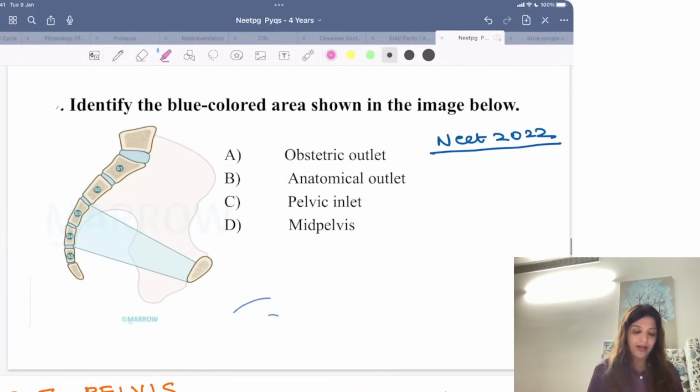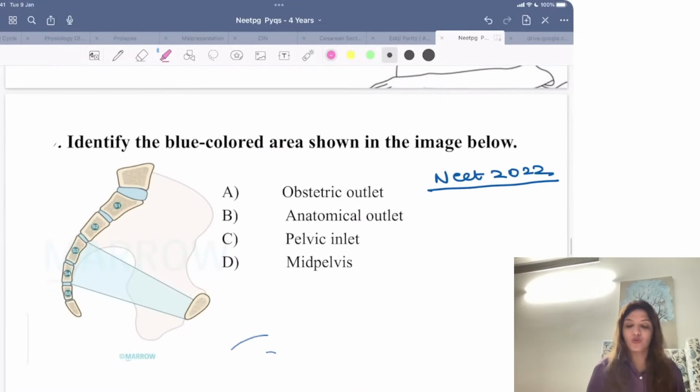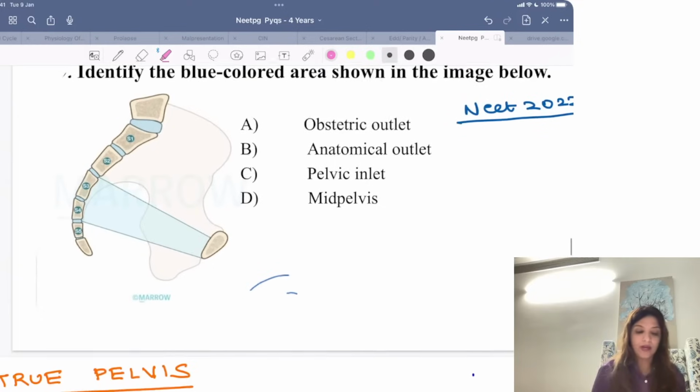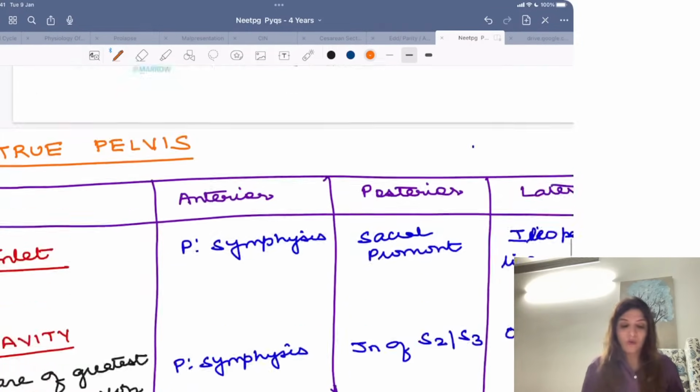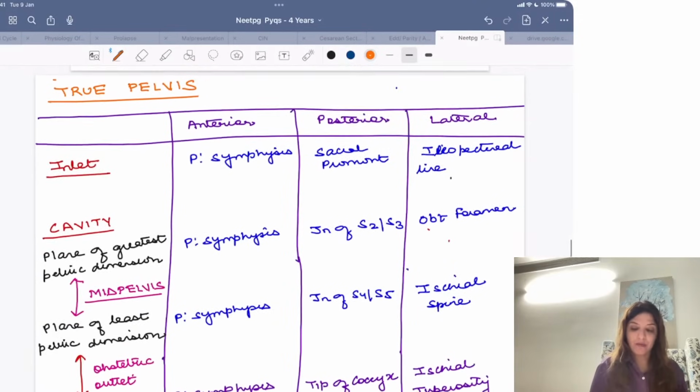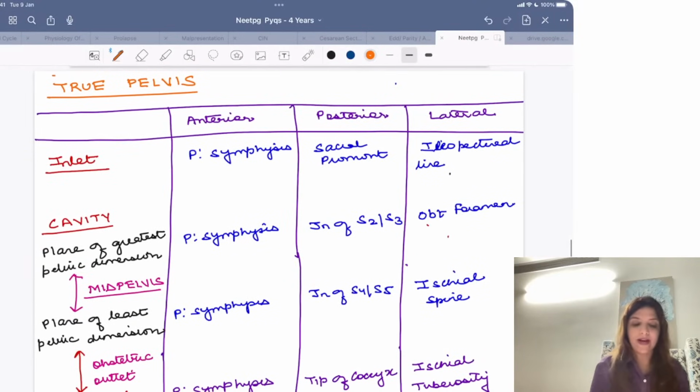Now identify the blue colored area shown in the image below. So over here what you are seeing is an area which is starting between junction of S2, S3 and it is ending between junction of S4, S5. Right? So over here just look. I have made this table for you. Quickly let us revise. What is the inlet? What are the boundaries of the inlet?